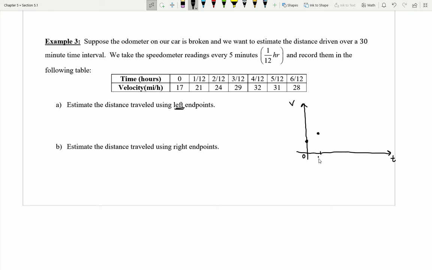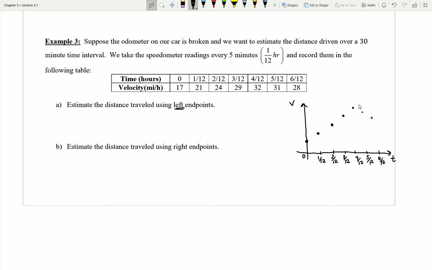That would be a little bit bigger. So here's 1/12. I can imagine then where 2/12 is going to be, and 3/12, and 4/12, and 5/12, and all the way up to 6/12. Now I'm not going to be super careful as I plot these points. I'll just try to roughly eyeball them. 24 is bigger than 21, 29 is bigger than 24, 32 is bigger than the 29, this one's going to be a little bit lower, and this one's back a little bit lower again.